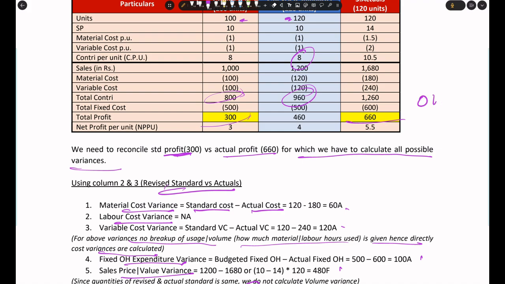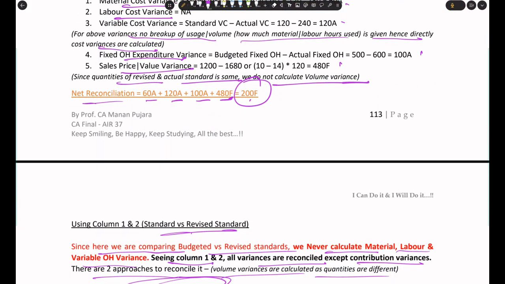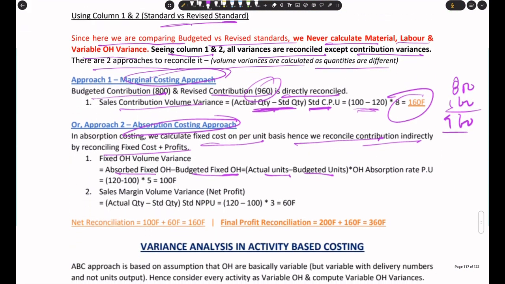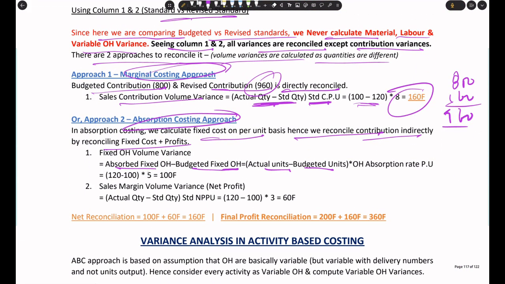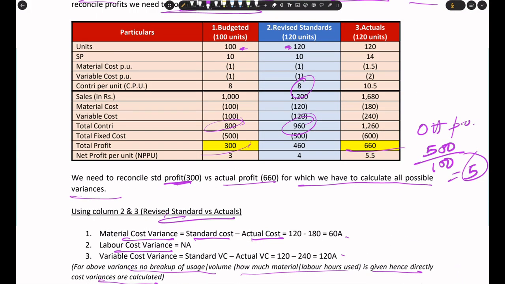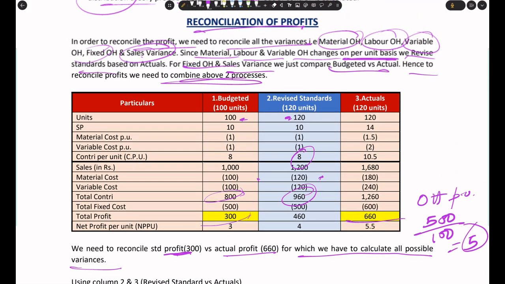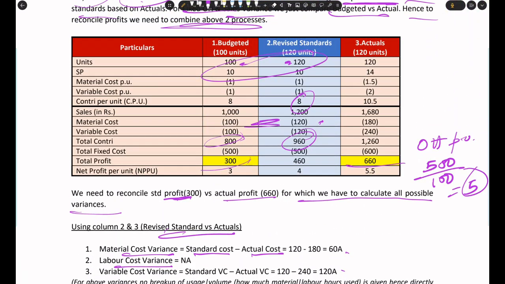The overhead absorption rate per unit is calculated as the total fixed cost of 500 divided by the budgeted units, which is equal to the overhead absorption rate of 5. So they have calculated it like this. Then we multiplied 5 into the units difference, 120 minus 100. I just referred to this earlier, but it is the same figure, so this creates some confusion.